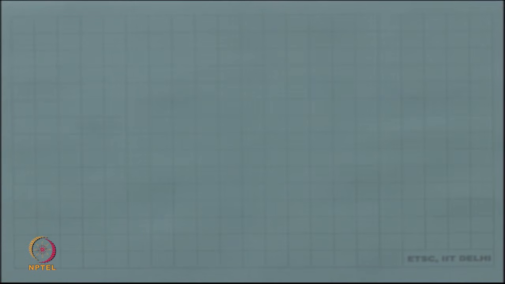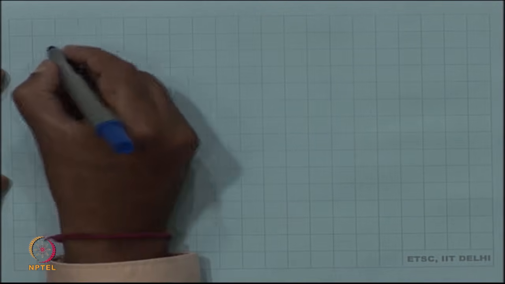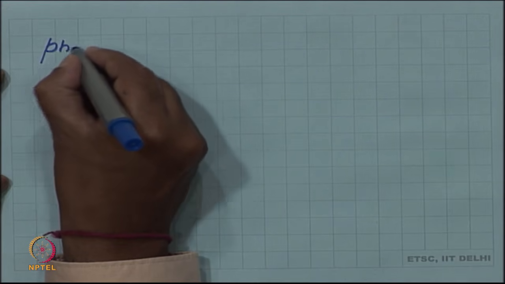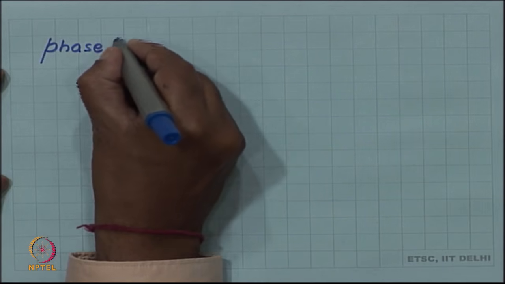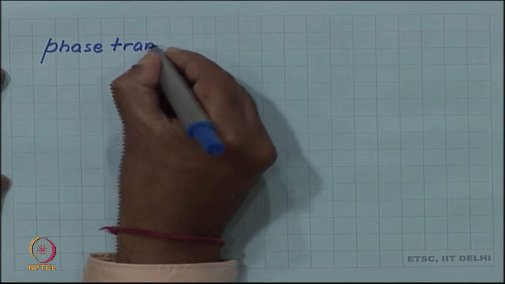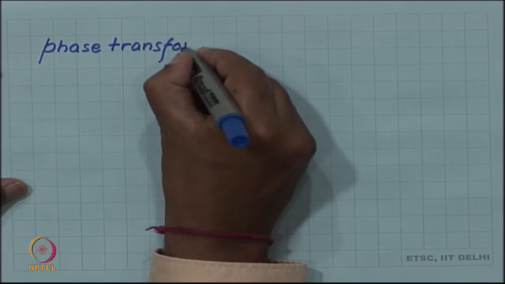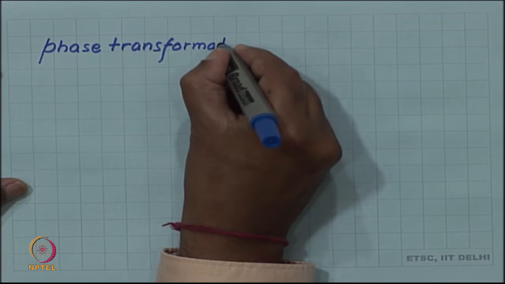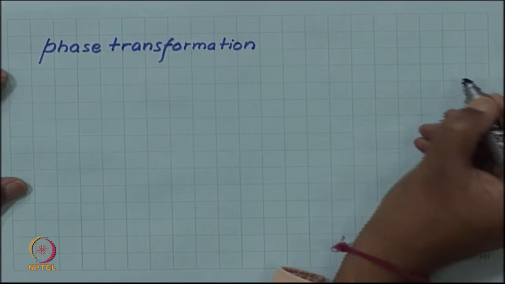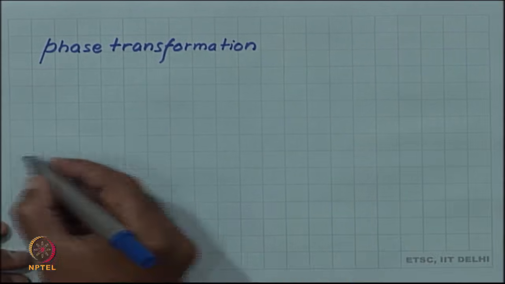We are discussing the topic of phase transformation, and one of the important concepts in phase transformation is nucleation. So, today we will discuss this idea of nucleation. We have looked at phase transformation. Phase transformation essentially involves formation of a new phase in a pre-existing phase. So, some pre-existing phase is present.